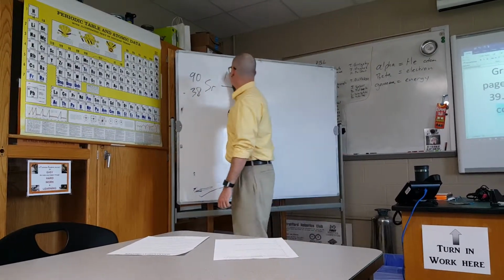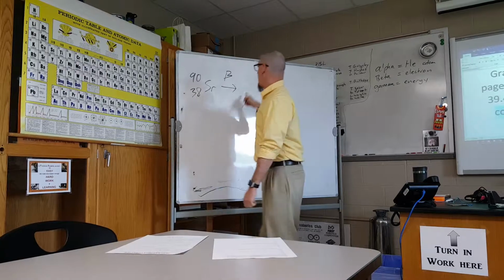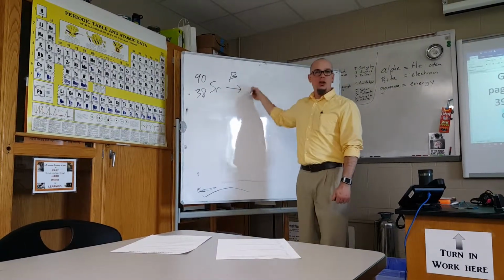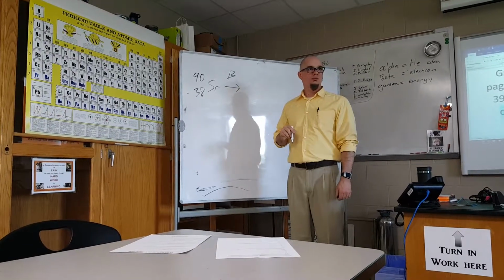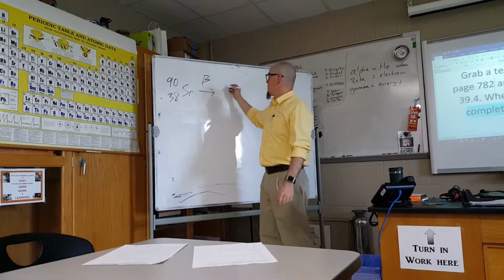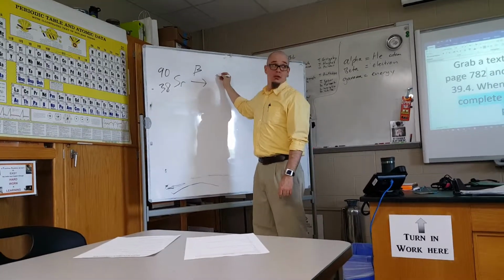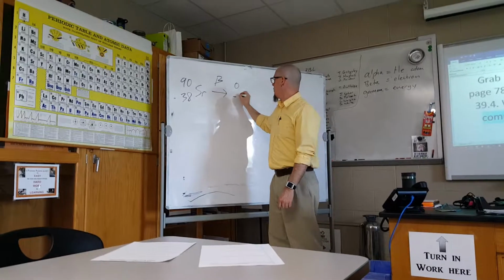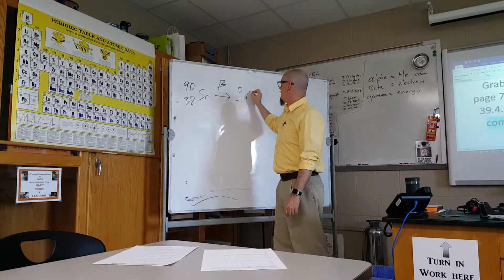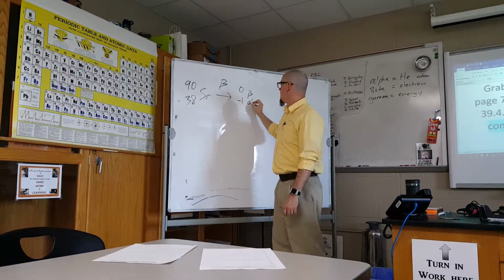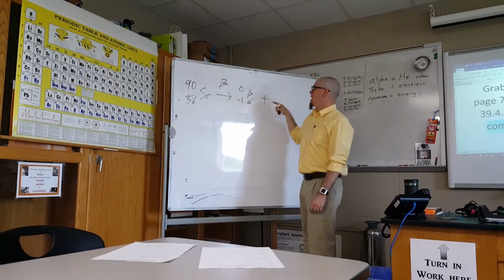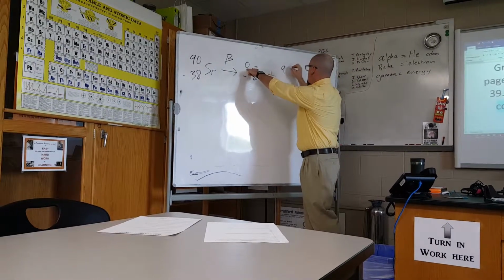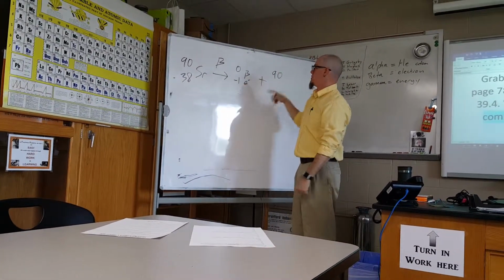Beta. So we're going to do beta decay. So what are we going to lose? What kind of particle are we going to kick out of here? Beta. An electron. So the mass is 0. Charge is -1. And you can either put beta or you can put electron. I'll take either. And what are we going to be left with? What's our new mass? 90, because we didn't lose any mass. What about our charge?